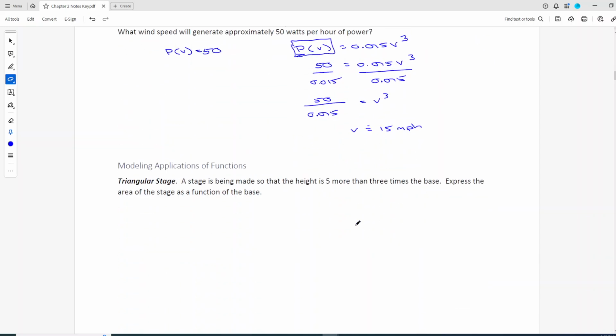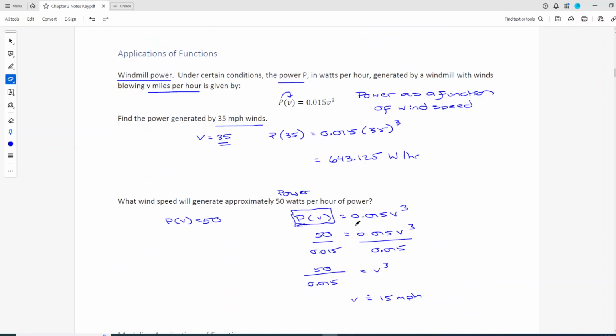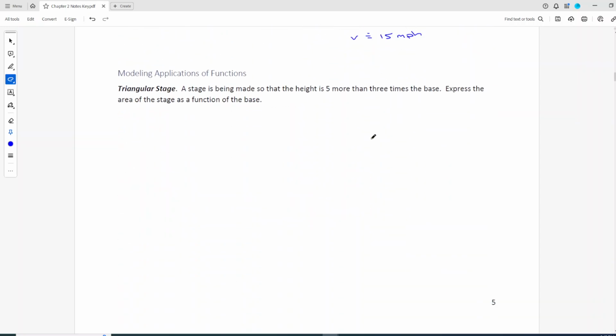The next part of this note is that I gave you the model and then we used it. In the next part, I'm just going to help you remember, because this should be review, how to set up a function in terms of an application. In other words, I'm not going to give you the equation. So in these ones, we're just going to set up the equation. So for this one, we're going to use an application of functions for a triangular stage.